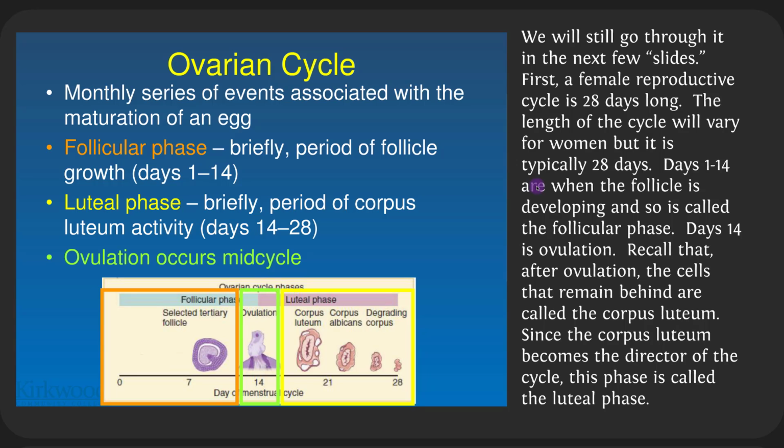It's like 20 days. Days 1 through 14 are when the follicle is developing. That's called the follicular phase. Day 14 is ovulation. Recall that after ovulation, the cells that remain behind are called the corpus luteum. Since the corpus luteum becomes the director of the cycle, this phase is called the luteal phase.